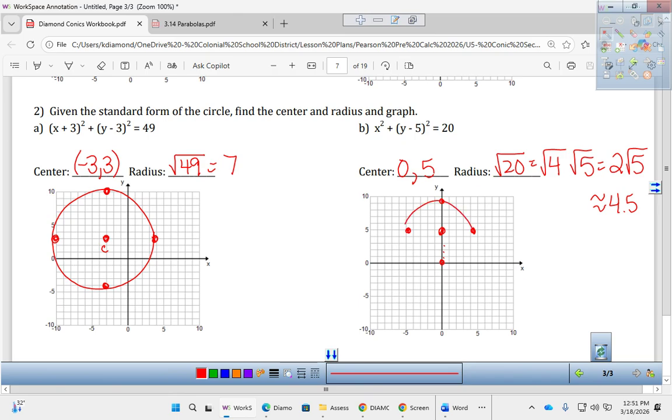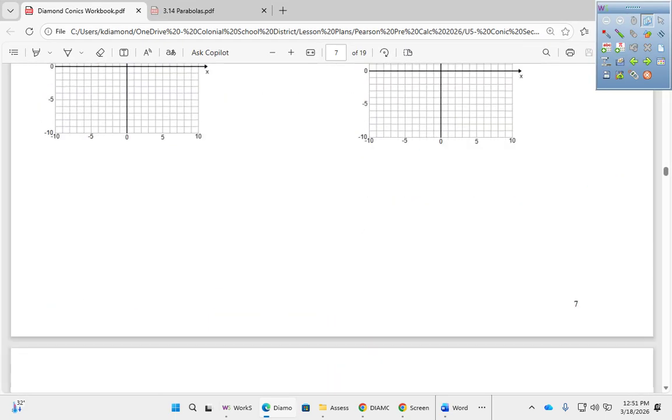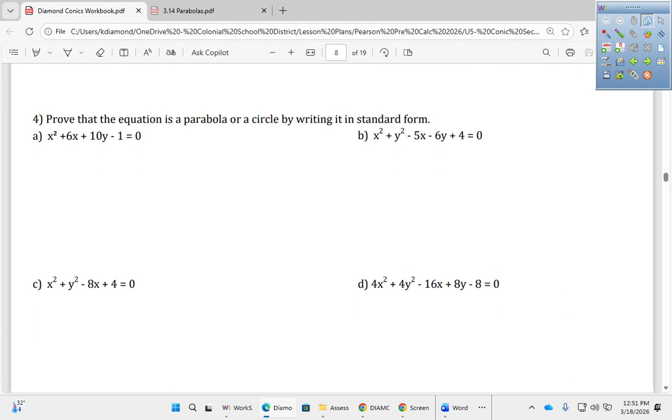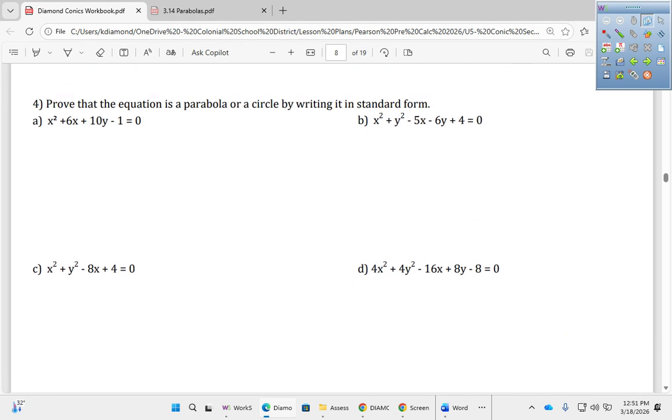And then I just connect the outside points to make my circle. That's not great, but you guys get the idea. The next part of the review guide is using the complete the square method.